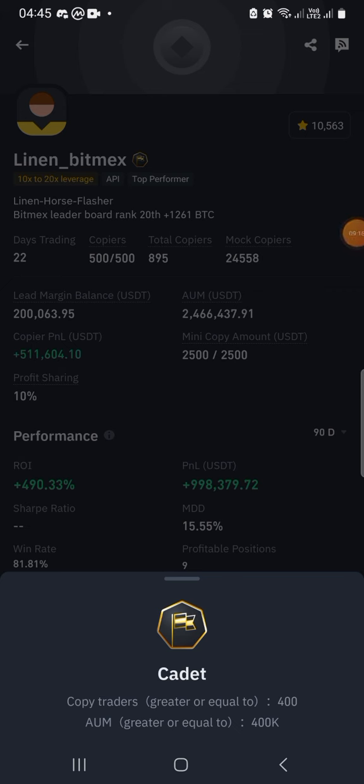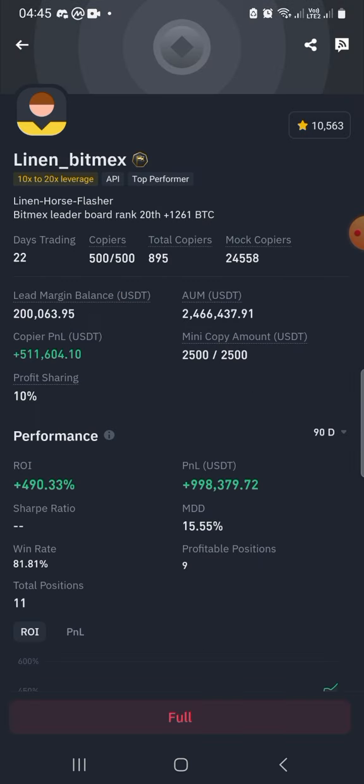It means that the copy traders are greater than or equal to 400, right? And the AUM is greater than or equal to 400k. That's what a cadet is. We have various tags or ranks.